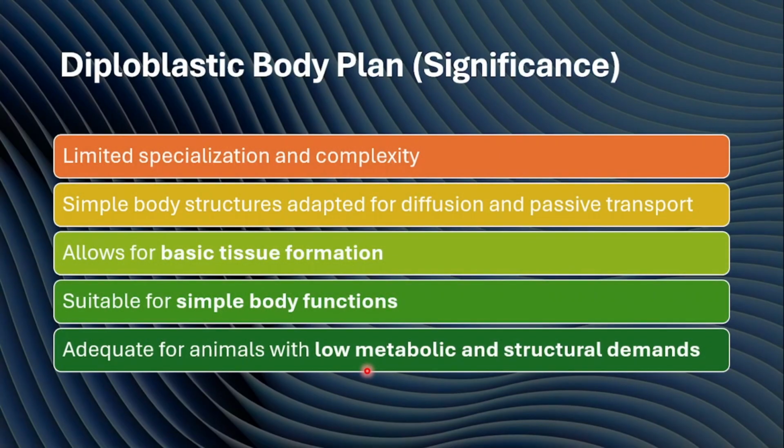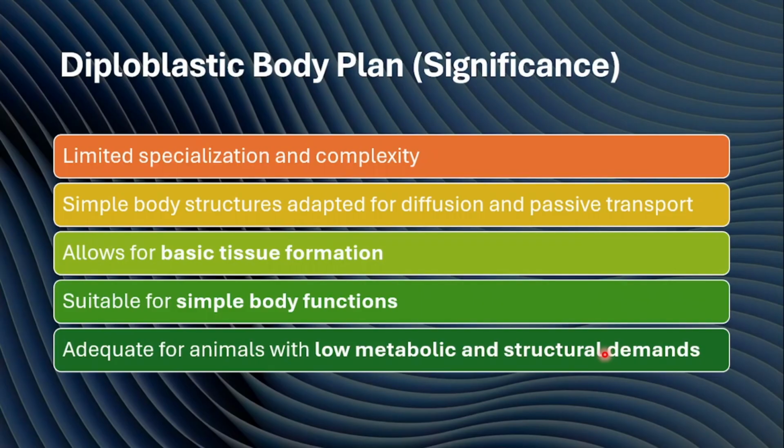Okay, so let's look at the significance of this type of body plan. What advantages does this diploblastic body plan help with? Well, it limits specialization and favors simplicity. So we're talking about simple body organisms. Simple body structures are adapted for diffusion and passive transport. It allows for basic tissue formation, and is suitable for simple body functions. This type of body plan is adequate for animals with low metabolic and structural demands. So obviously the diploblastic animals are going to be simpler or less complex as compared to triploblastic, which is going to be more complex, right?